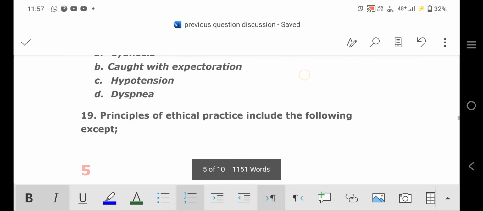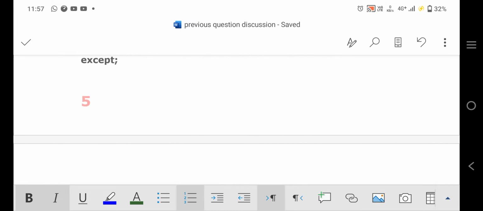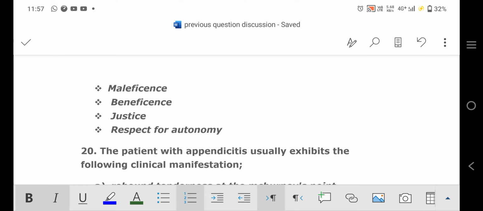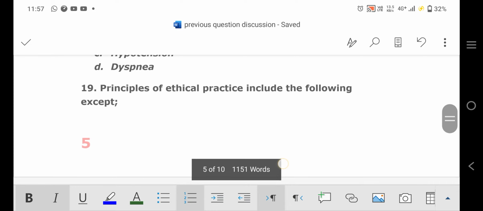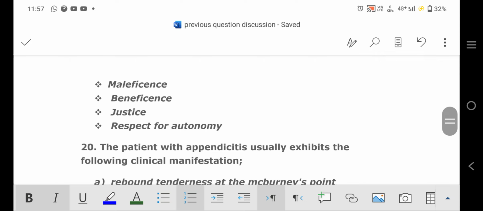Next question. Principles of ethical practice include the following except. Options are malfeasance, beneficence, justice, respect for autonomy. Here the answer is malfeasance. Actually the ethical principle is non-malfeasance, non-harm to others.